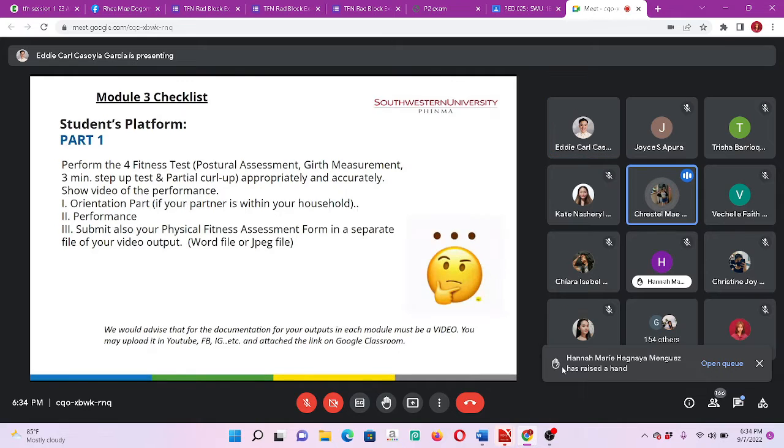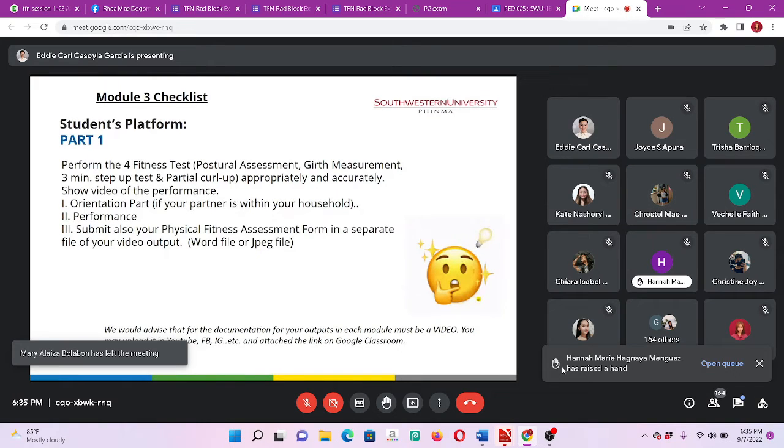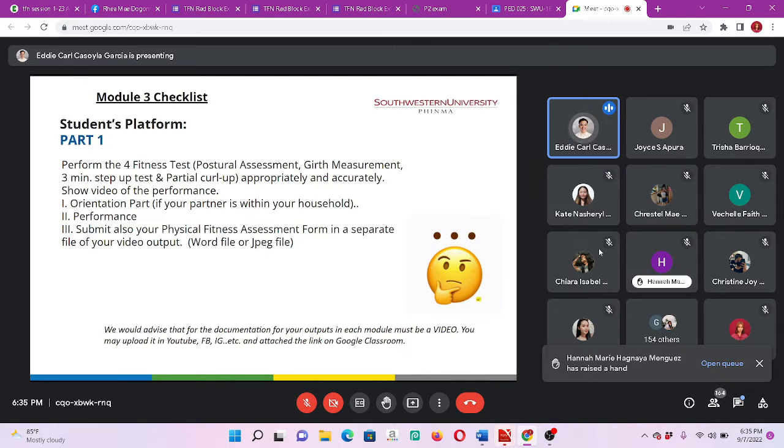Sir, clarification lang, sa perform the 4 fitness tests, guys, ang documentation ani pictures ra or pwede siya i-kuan pictures then himbo siya video? Yes, miss. Okay, again, akong i-clarify for the video documentation. For postural assessment and girth measurement, you have 2 options, either video or photo documentation. And then for the 3-minute step test and partial curl-up test, walay optional ani. You need to submit video documentation.